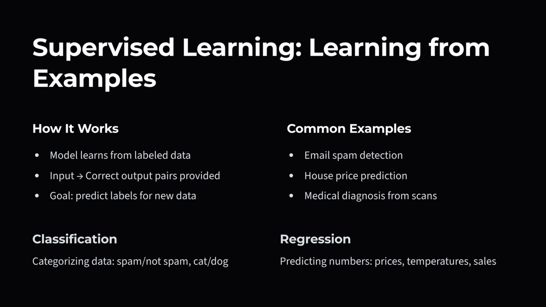Interviewers may ask, what is the difference between classification and regression? Why is label quality important? How do you prevent overfitting? Clear answers: classification predicts categories. Regression predicts numbers. Good labels improve accuracy. Overfitting requires validation and regularization.